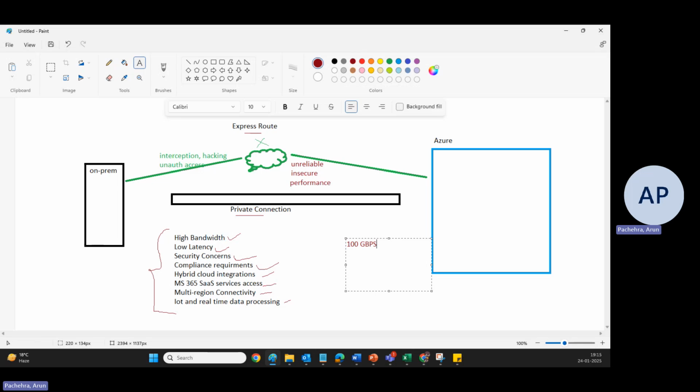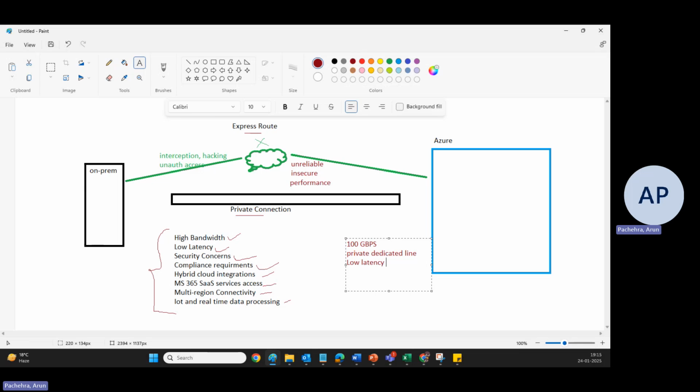Then low latency was another challenge. ExpressRoute provides a private dedicated connection line. This ensures predictable and low latency performance because your ExpressRoute is a low latency line. So it's a private line, a low latency and high performant line. That's how these kinds of challenges are solved by ExpressRoute or a private connection.